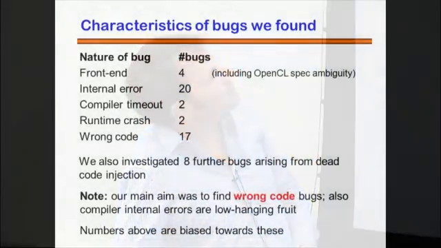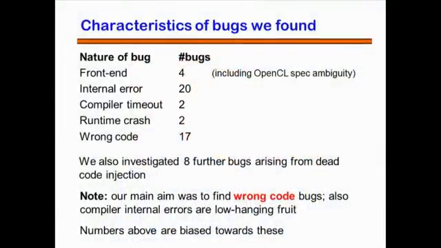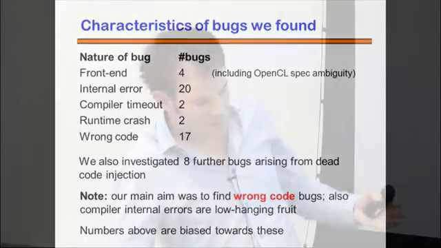OK, so a couple of characteristics of the bugs we found. We investigated thoroughly just over 50 problems, and we focused mainly on investigating wrong code problems. So this is not representative of the kind of problems you see. Our focus was biased towards finding wrong code problems. But these are the other things we found along the way.